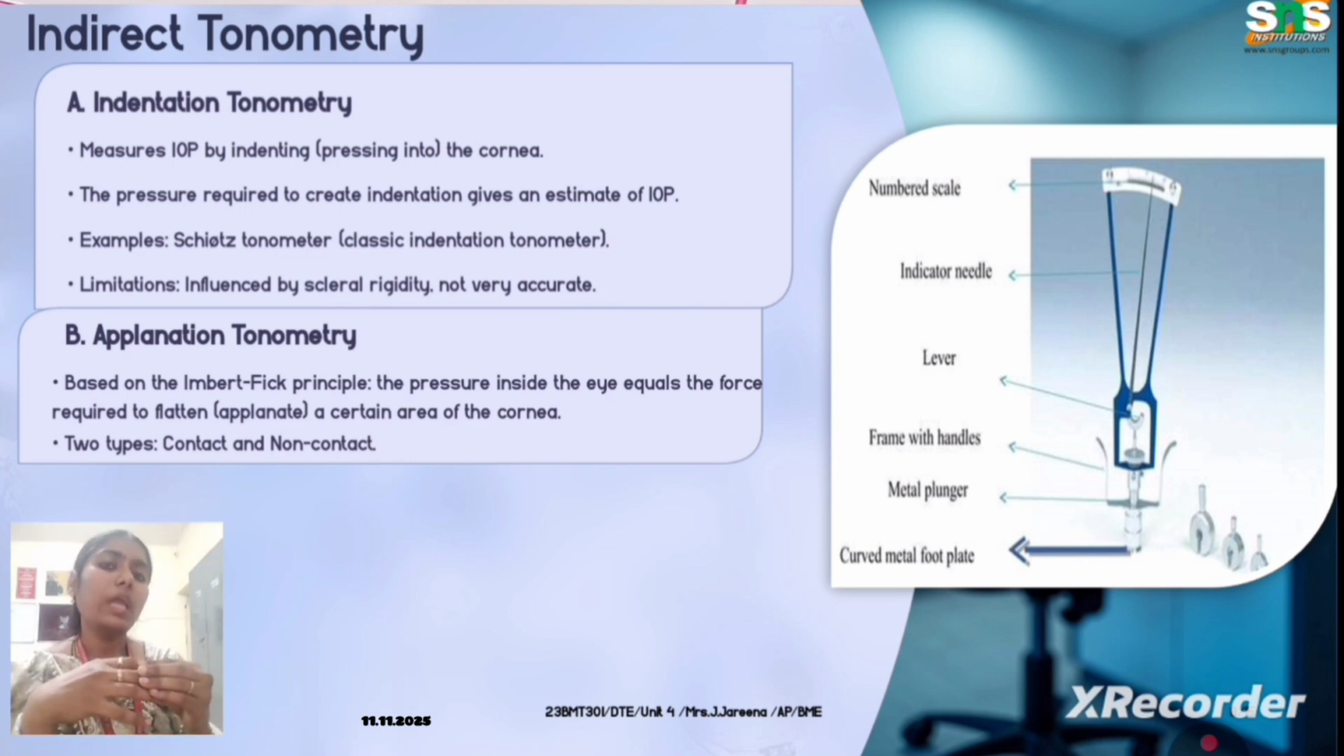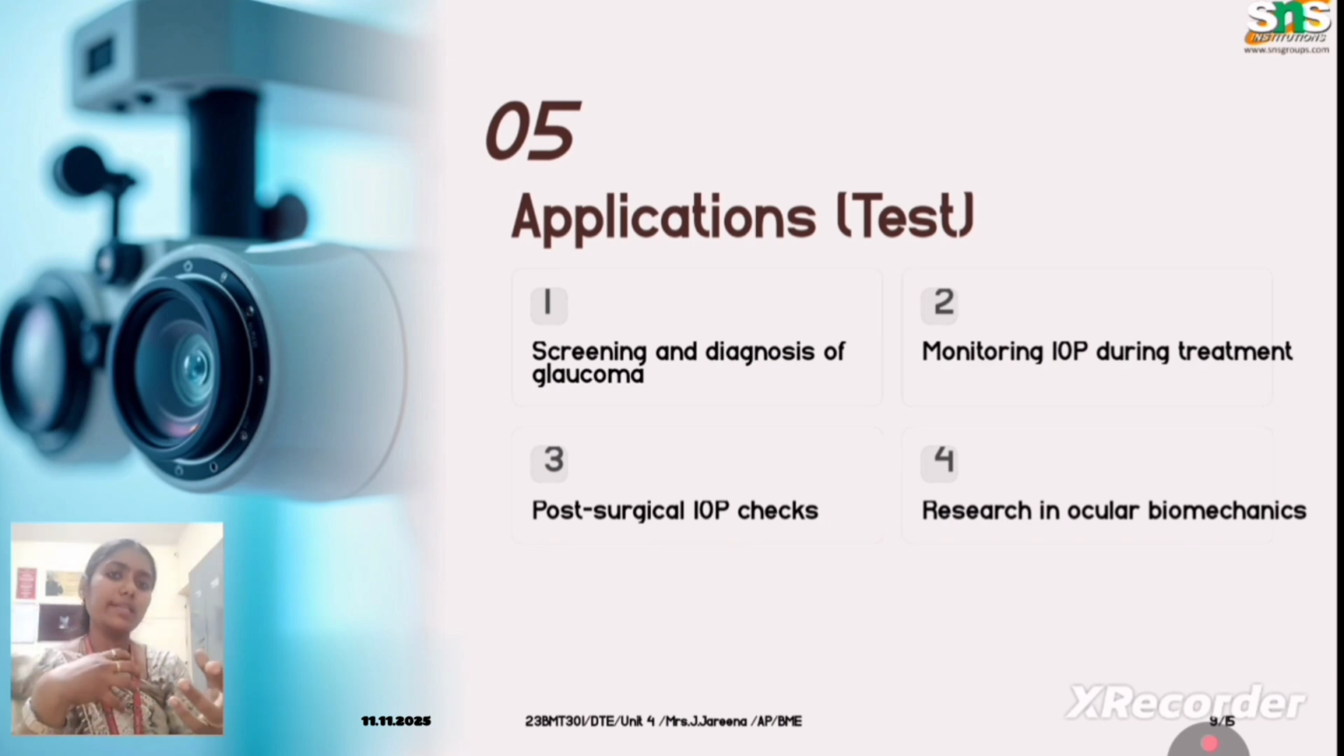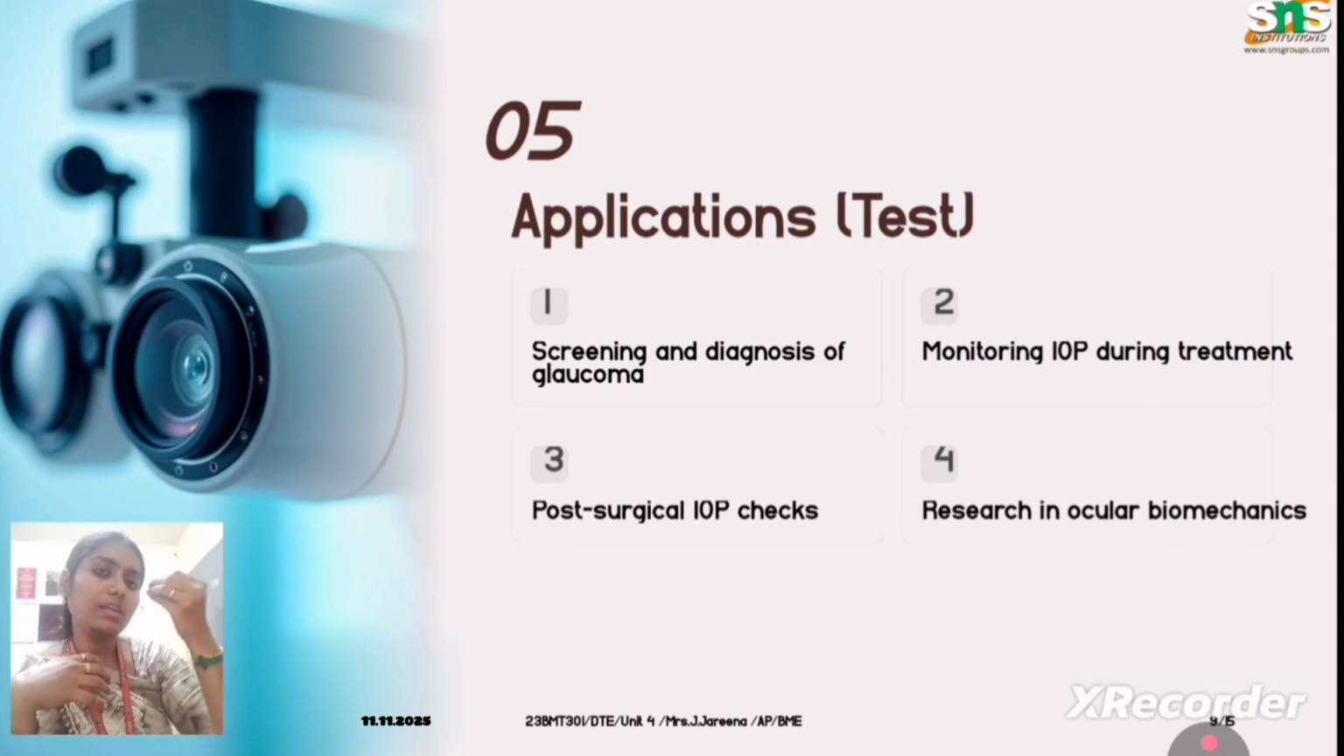And the second one is the applanation tonometer. Here we are using the principle called the Imbert-Fick principle. It states that the pressure inside the eye equals the force that is required to flatten a certain area of the cornea. Again there are two types: contact and non-contact. In contact, we are making direct contact, applying the probe directly onto the cornea, and then we measure the pressure. Non-contact means you just pass over the surface with a light touch. So that is the non-contact type.